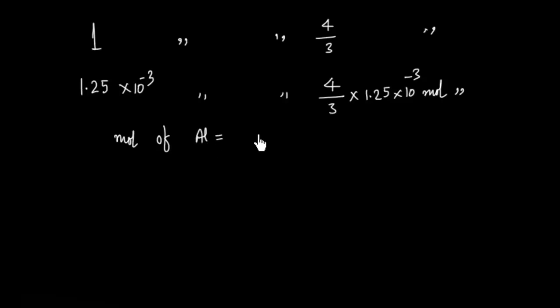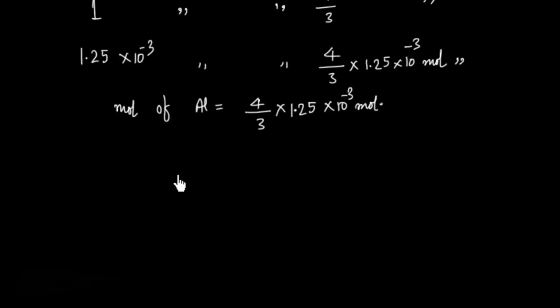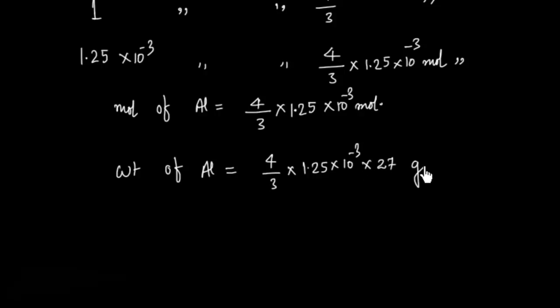So mole of aluminum is 4 by 3 of 1.25 into 10 to the power minus 3 mole. So if I know mole, we can calculate what is weight of aluminum, that is multiplied by atomic weight. So weight of aluminum, that is atomic weight is 27 gram. So 4 by 3, 1.25, 10 to the power minus 3 into 27. So this is in gram.